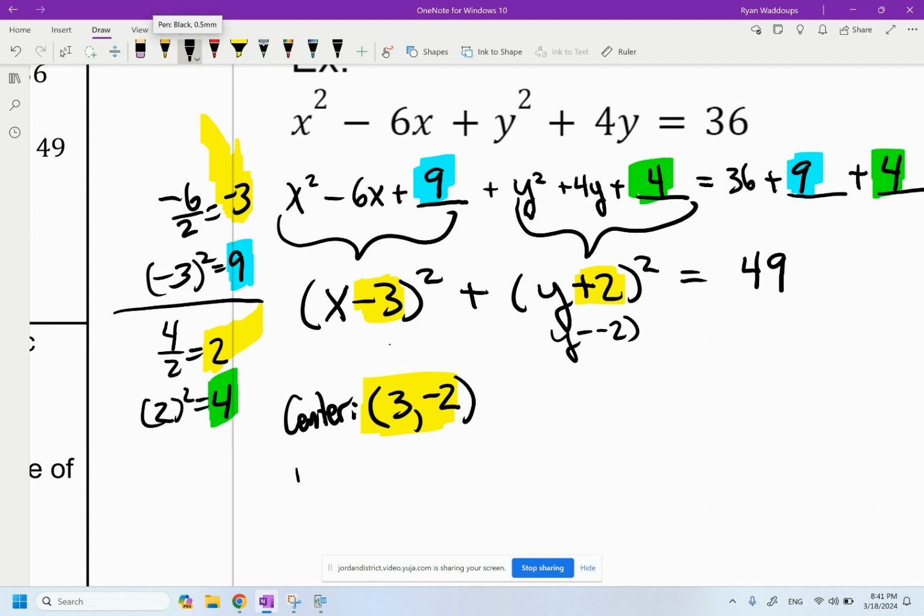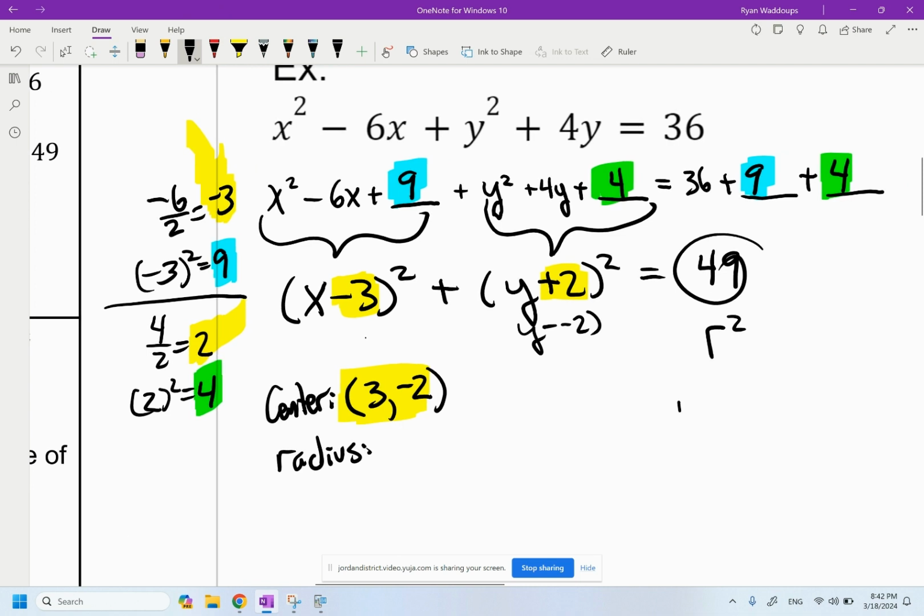And then our radius, so I think what this end part represents is r². So if you want, you can even just say, hey, r² is equal to 49. So take the square root of both sides, and we're only considering the positive value. Normally we would put plus or minus here, but we're only considering the positive value because a radius is a distance, and distances are always non-negative. So r then is equal to 7, and so our radius is 7.